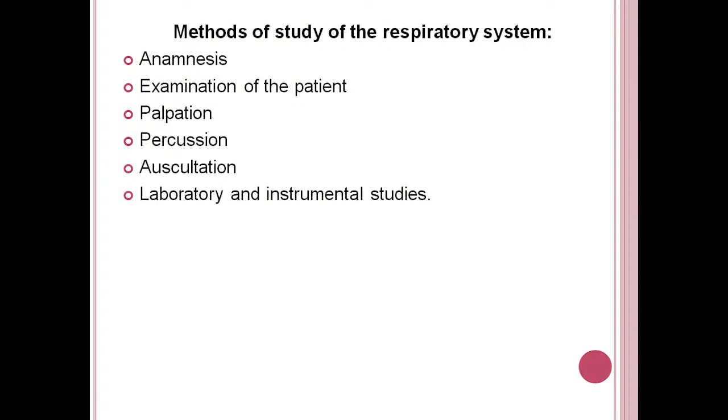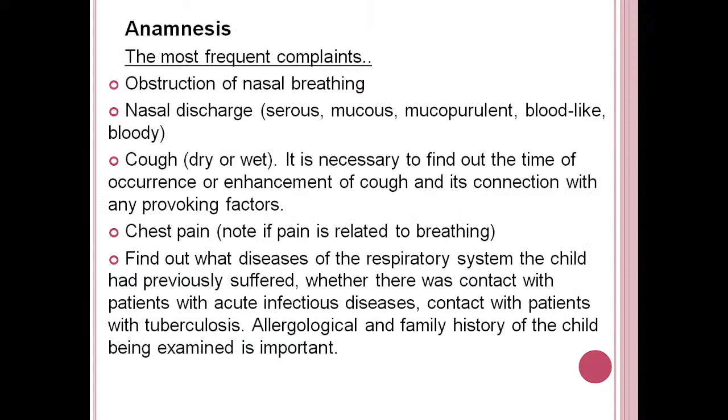Methods of study of the respiratory system. The first one is anamnesis. If you can talk with your patient, you can make a correct diagnosis. Then examination of the patient, palpation, percussion, and auscultation. And of course, laboratory and instrumental studies. Anamnesis.